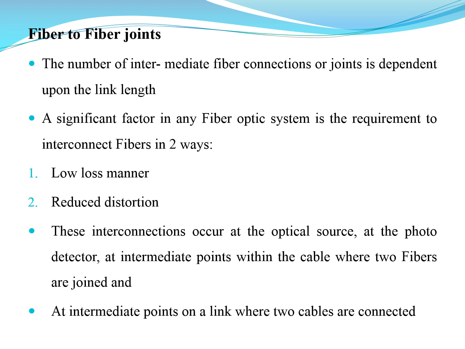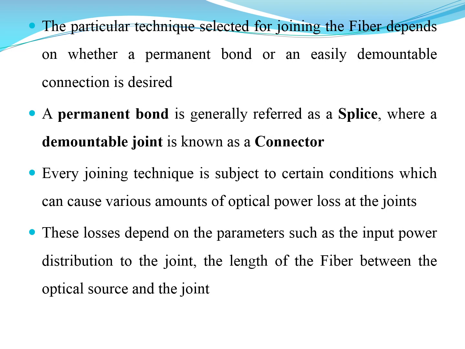These interconnections will occur at the optical source, which is at the input end, at the photodetector, and at the intermediate joints within the cable, where two fibers are joined. Normally we see this process of joining the fibers whenever we consider fiber to fiber joints or connections. At intermediate points on a link where two cables are connected, the particular technique used to join the fibers depends entirely on whether it is a permanent bond or a demountable connection.